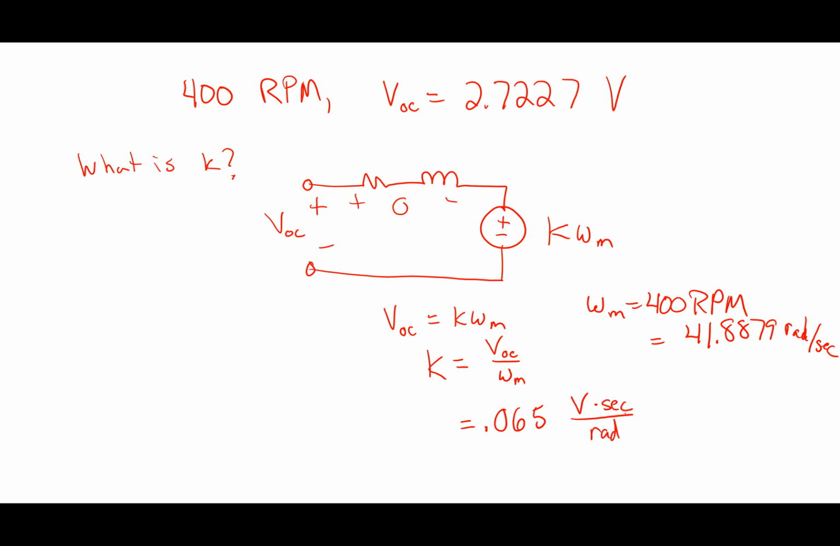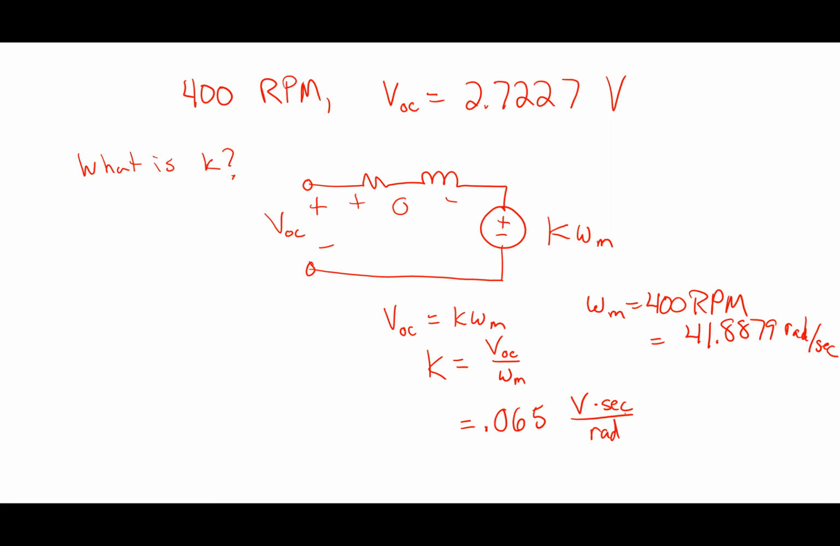All right, now this is actually for a real machine. I mean, they all should be for real machines, but I took this from a machine that I used to use when I taught control systems. I used to make the students figure out all the parameters on this particular machine. All right, so 0.065 volt seconds per radian is the K value.